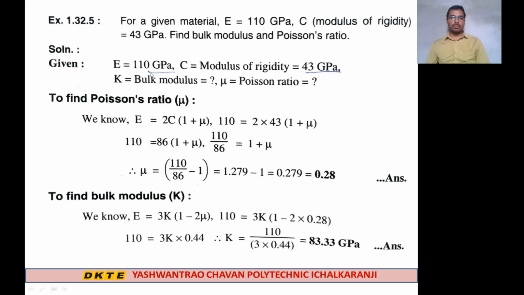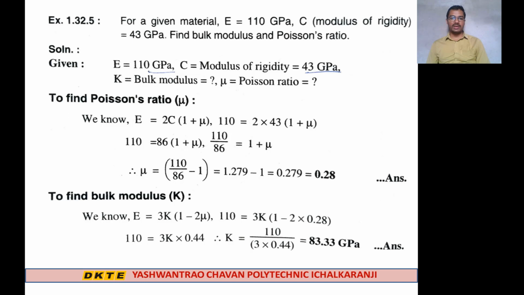E is equal to 110 GPa. C is equal to 43 GPa. K is equal to bulk modulus and mu is also to be found out. We know E and C means G. Using the equation of E and G, that is E is equal to 2C into bracket 1 plus mu, where C means the modulus of rigidity, that is G.